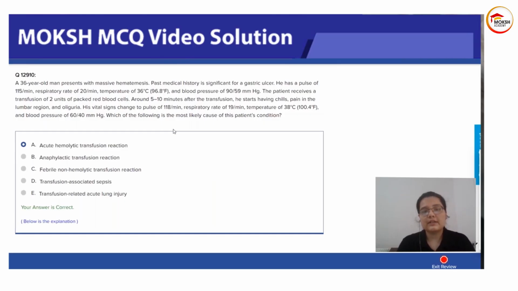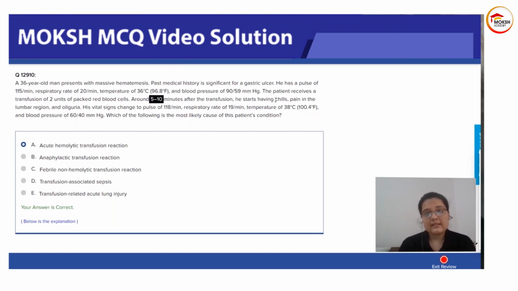So which of the following is the most likely cause? Now, this patient was having massive hematemesis, so he was given blood transfusion and then he developed a blood transfusion reaction. What were the features of this reaction? It was very acute. It was within 5 to 10 minutes.